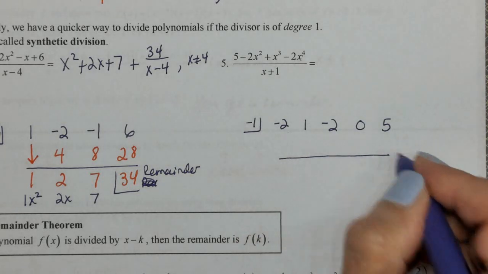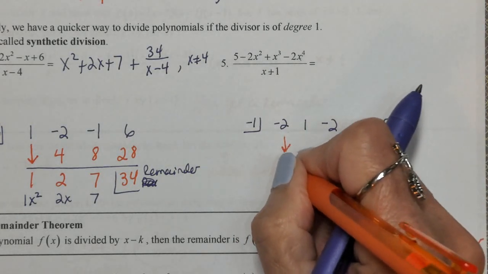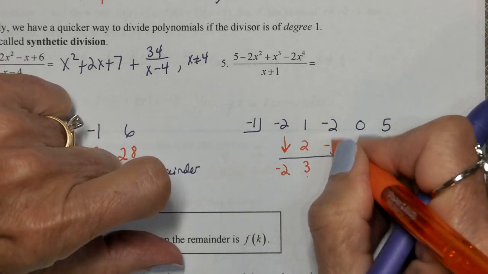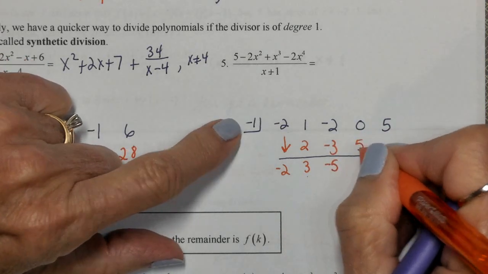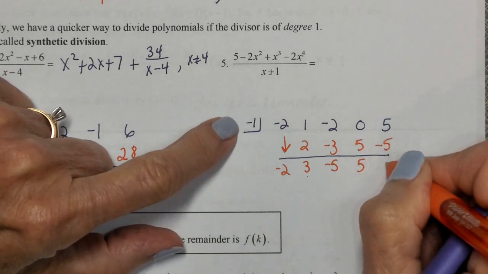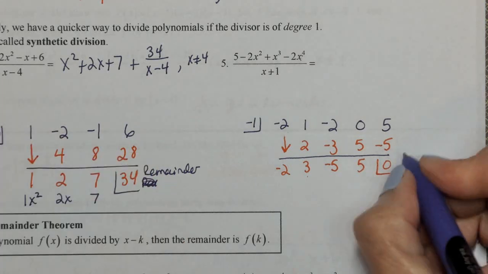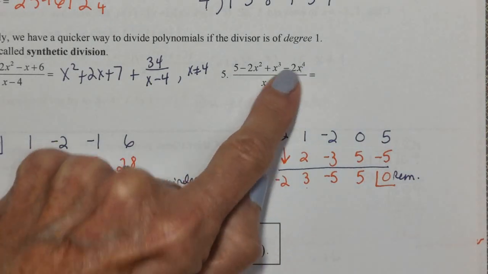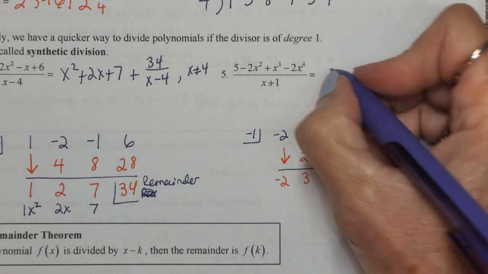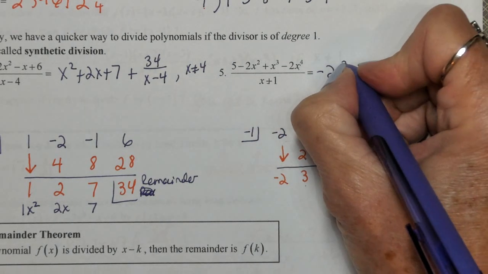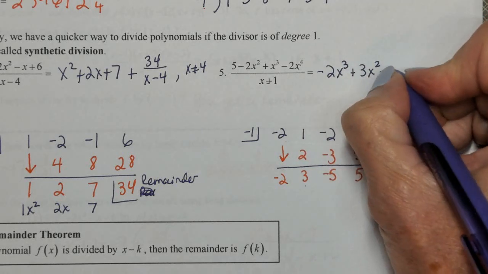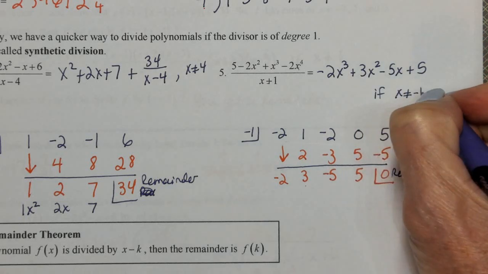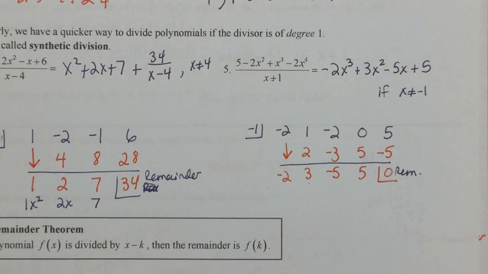Draw a line a little bit below there. Bring down your first number, multiply, and add. Multiply, and add. Multiply, and add. We got a remainder of 0. What does that mean? That means that x plus 1 is a factor of that polynomial. The quotient is -2x to the 3rd plus 3x squared minus 5x plus 5, and that is true if x is not equal to -1.